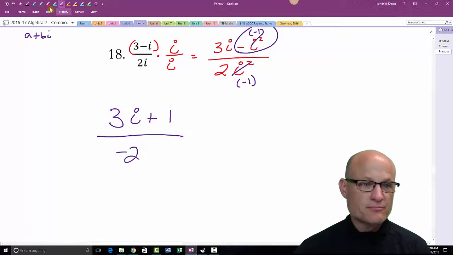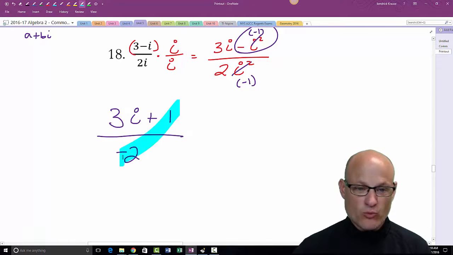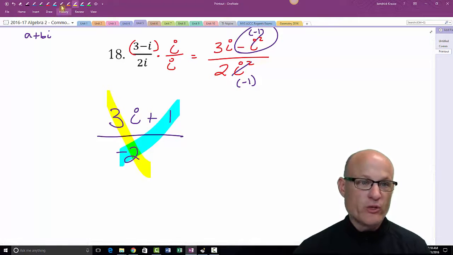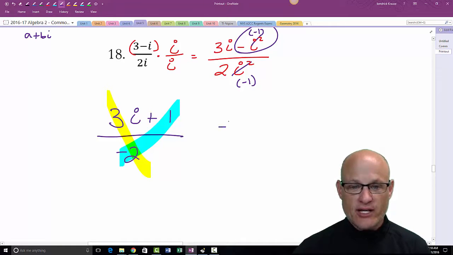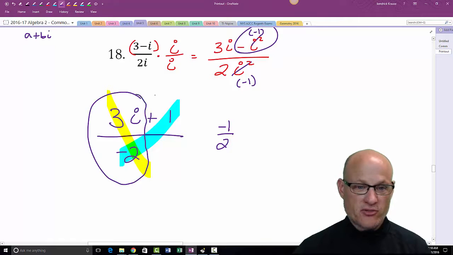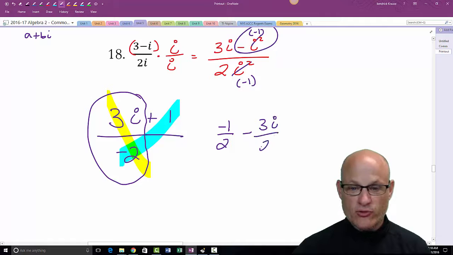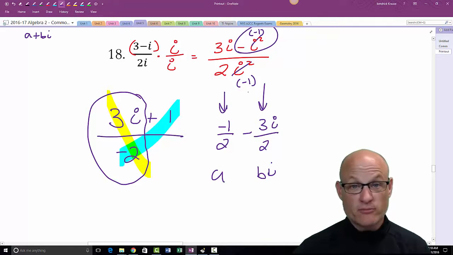And again, this part is your real part. This part is your imaginary part. So we're going to put the real part first. So 1 over -2, that's just -1/2. And then this is also negative, so minus 3i over 2. Again, this is the a and this is the bi part. This is the imaginary part. This is the real part.